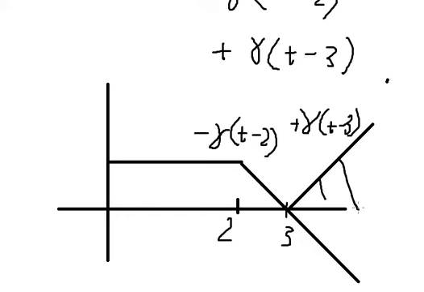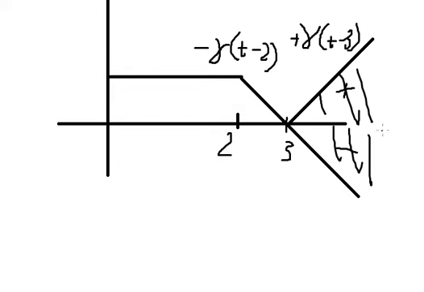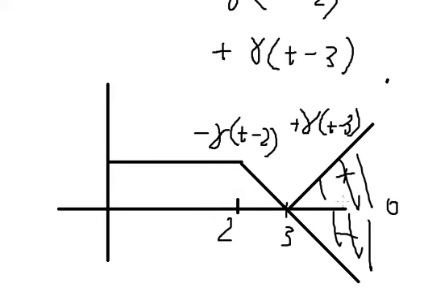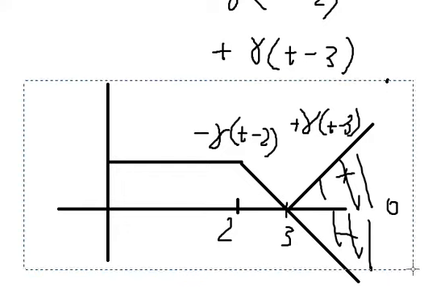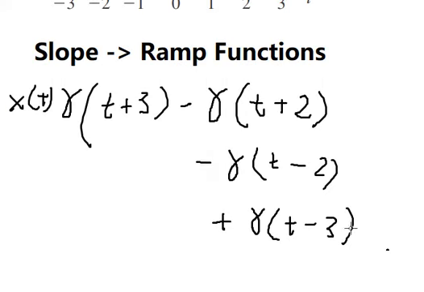So this area in here and this area in here, they will cancel each other. That's why you get 0 in here. And here is the final answer.